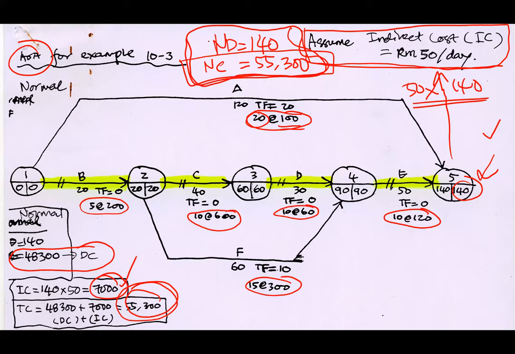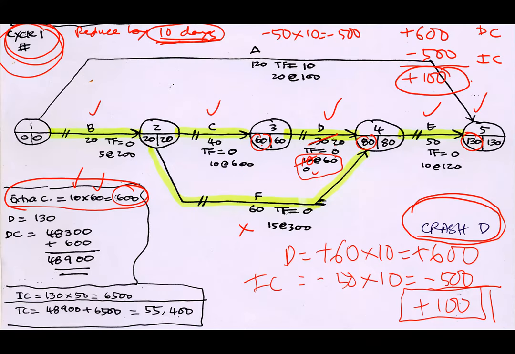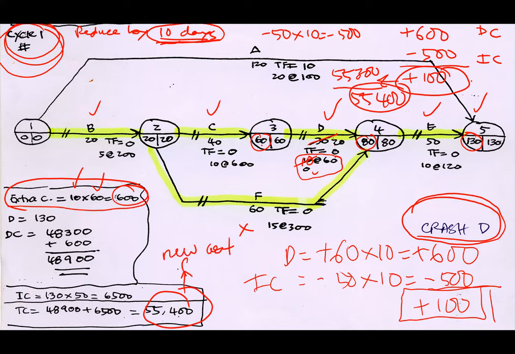So you can do that. You can add this one into 500, 55,300. Then it becomes 55,400. Similar to the one that I did. This is a new cost for 130 days. Okay, so already get that thing. All right, now that will be cycle one.